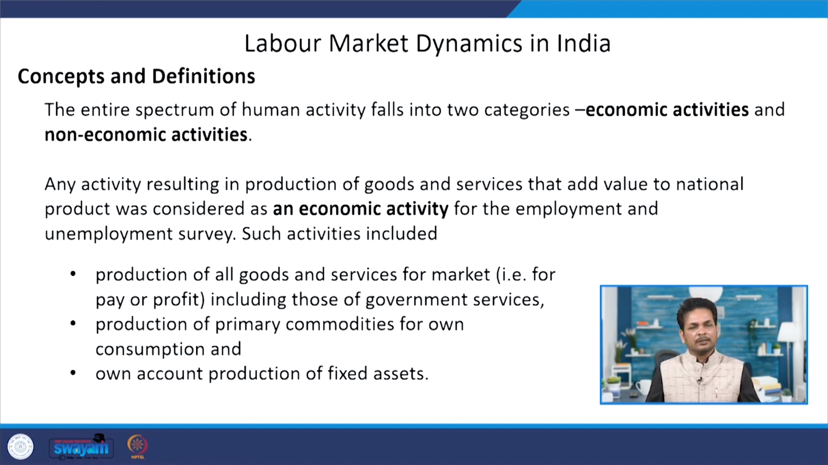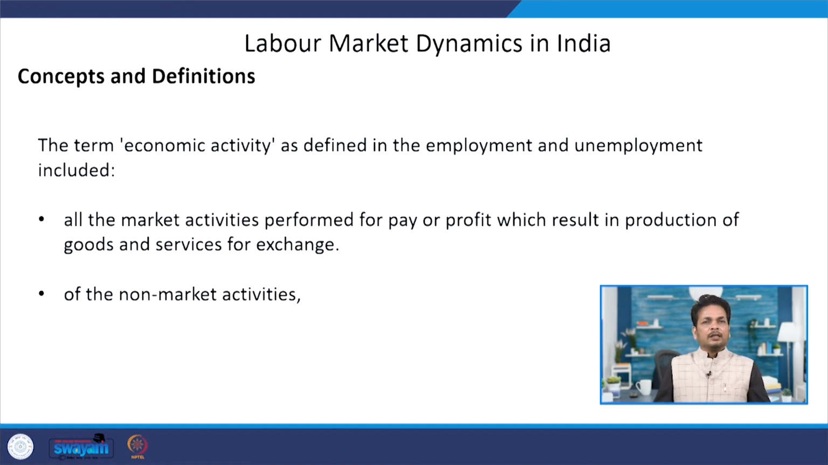The second category of economic activities includes production of primary commodities for own consumption and own account production of fixed assets. These are the activities that come under economic activities. While evaluating GDP or national product, we take these activities into consideration, and they are considered economic activities. Then the term economic activities is defined in employment and unemployment.